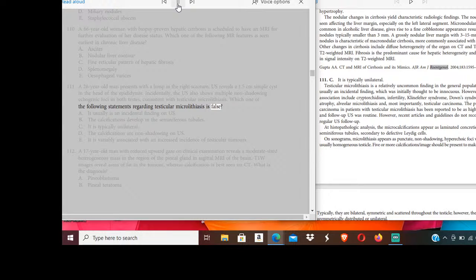is false? A. It usually is an incidental finding on US. B. The calcifications develop in the seminiferous tubules. C. It is typically unilateral. D. The calcifications are non-shadowing on US. E. It is variably associated with an increased incidence of testicular tumors.